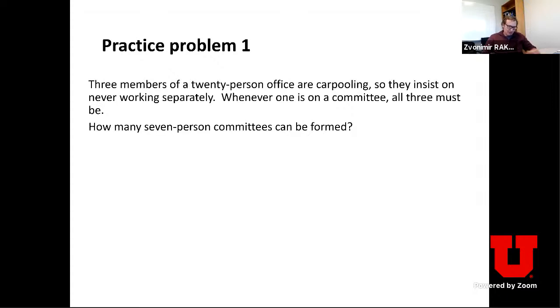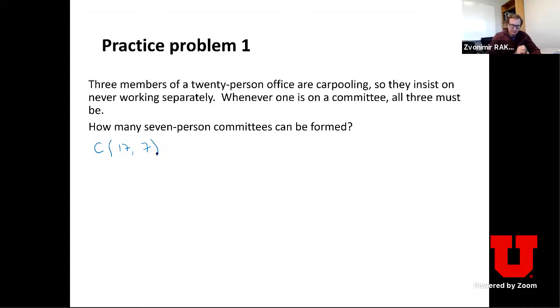So when they're not on the committee, then how many committees can we form? If they're not on the committee, then we can choose from the 20-person office, but these 3 are not. So we are choosing 7 out of 17. So that's when these 3 people are not on the committee.